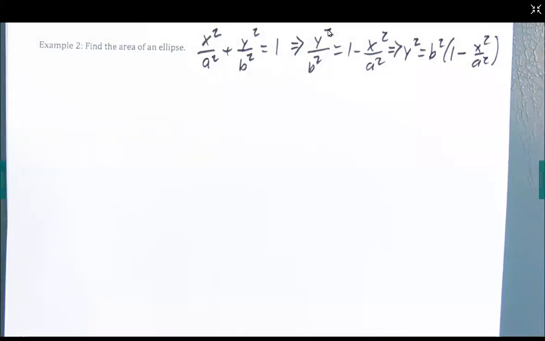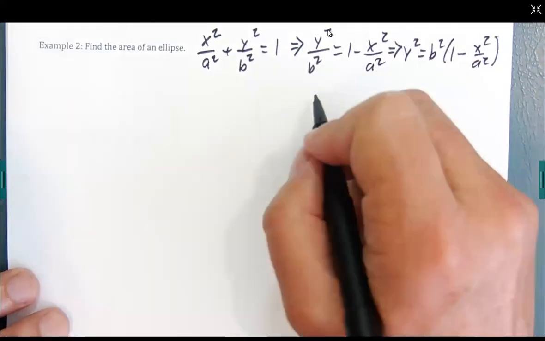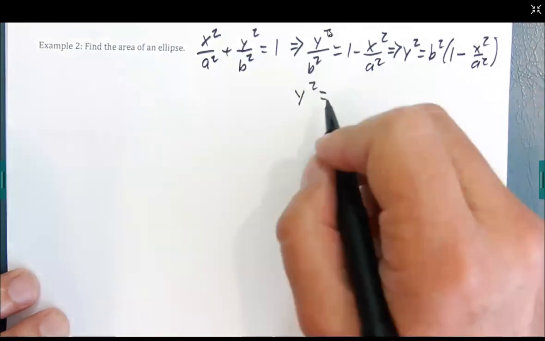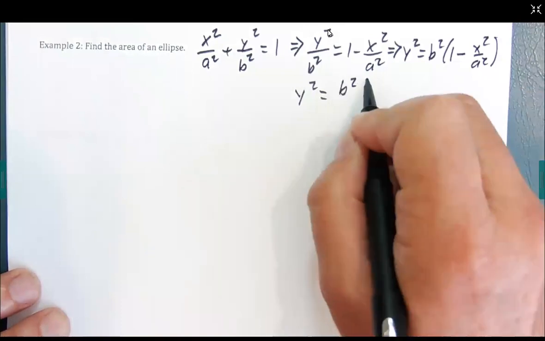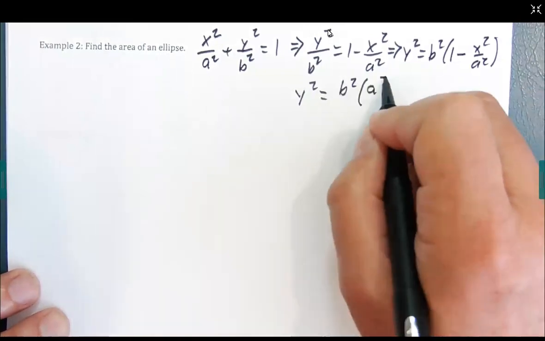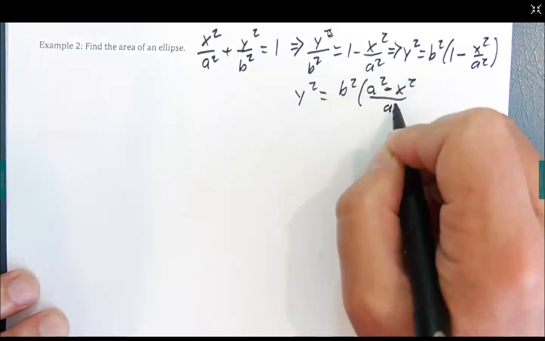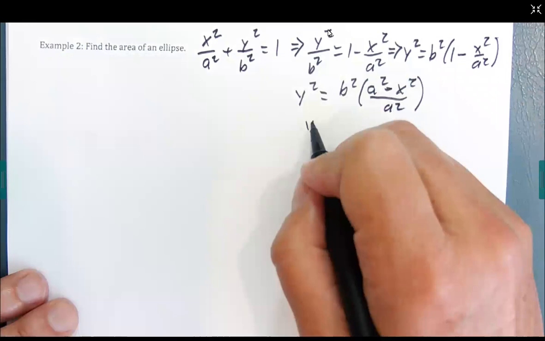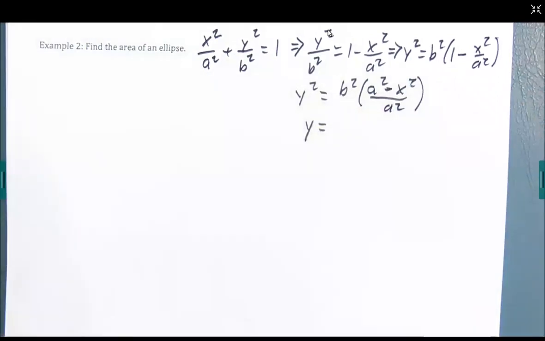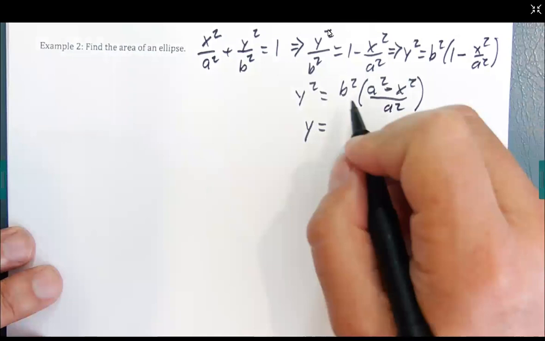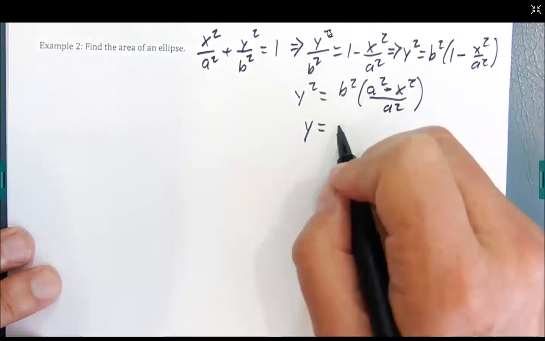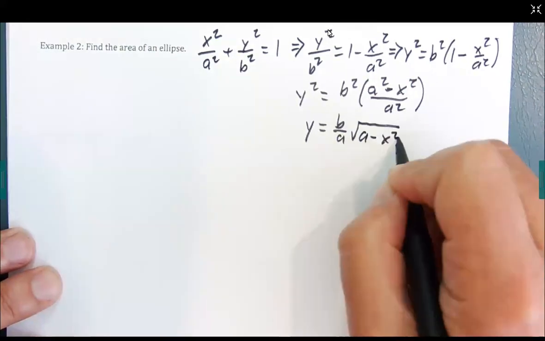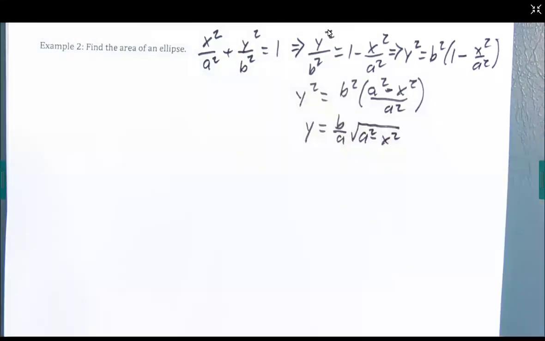And we're going to do a little manipulation here. Let's go down here. I'm going to get a common denominator here. And now when I do the square root, and we're just going to deal with the top half of it. So when I do the square root, the b squared and the a squared just become b over a. And then I end up with this here.